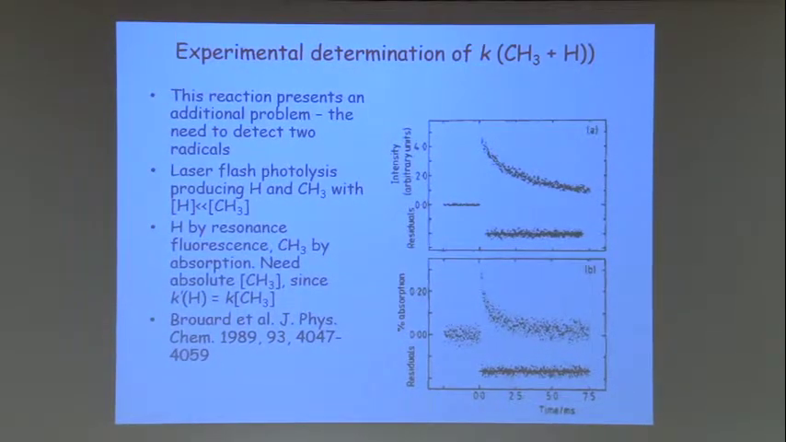And you need the absolute concentration of CH3 because that's what's determining the rate of removal of H. We only need a relative measure of the hydrogen atom concentration, but we need to know absolutely the concentration of CH3.